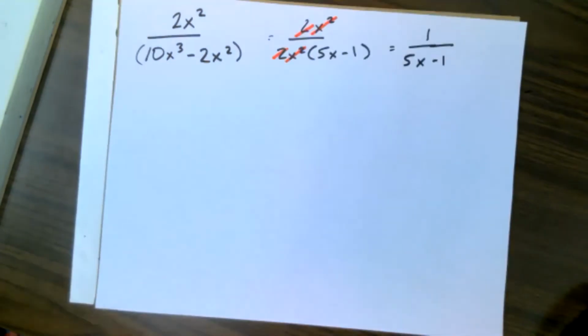Pause. Hey guys, if you're back from being paused and you're watching this video later, we worked through this one. I factored the 2x squared out of top and bottom, and then it leaves you with 1 in the numerator and then 5x minus 1 in the denominator.